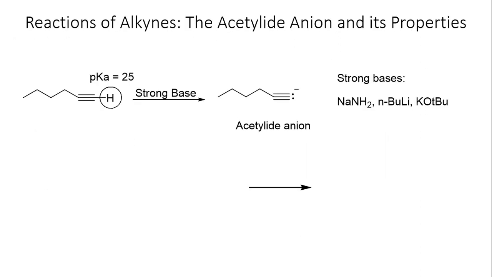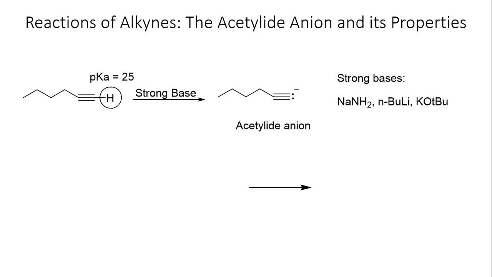a single bond. The final component of the alkyne reactivity that we're going to talk about is converting it into what we call an acetylide anion, right? The acetylide is just a common name for an alkyne, right? So if I take that alkyne and I treat it with a strong base, I get an acetylide anion. The pKa of the acetylenic proton is about 25, right? That's not super low, but it's not so high that it can't be removed by a strong base.